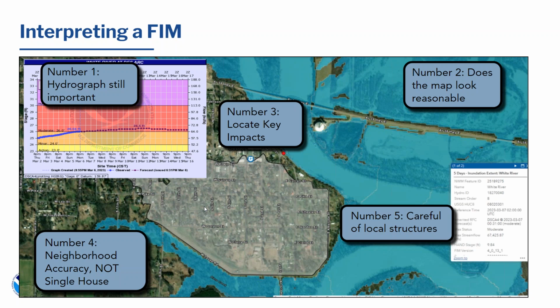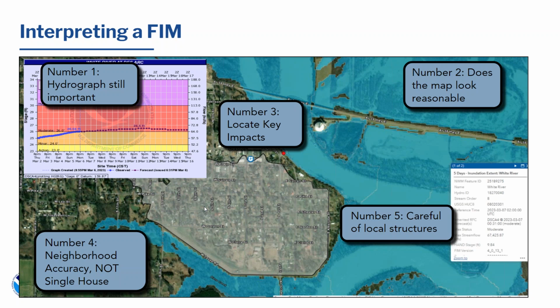So when I talk about interpreting a flood inundation map, the first thing I want to make sure I'm conveying to emergency managers, media, and the general public is to start with the services we already provide. For example, the hydrograph. That is still important. The watches, the warnings, the advisories, those are still important. Don't neglect those products. Supplement with these inundation maps.